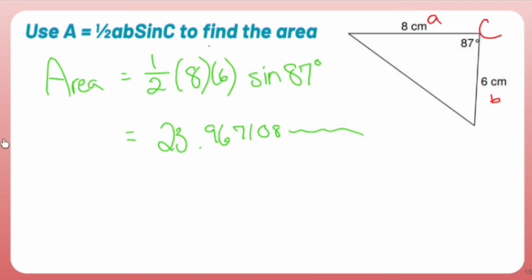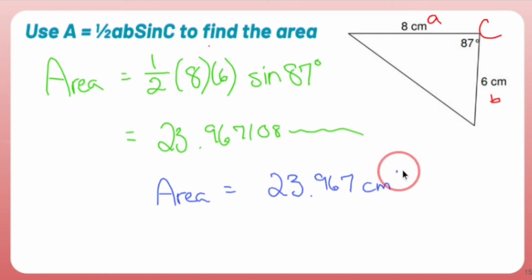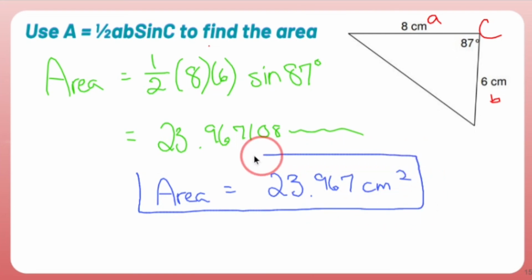So let's finish this problem out by saying that the area is 23.967 centimeters squared. Okay? So that's using the trig area formula to find the area of a non-right triangle if you're given an angle and two sides, as long as the sides are attached. Done. Fun. Number 1.